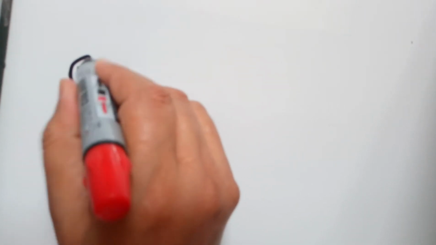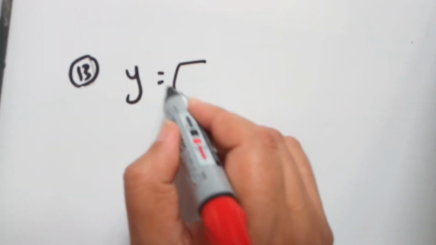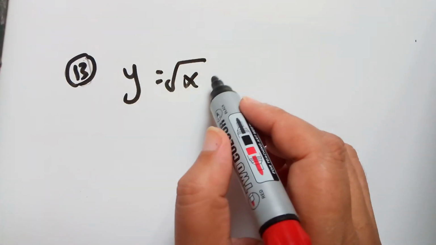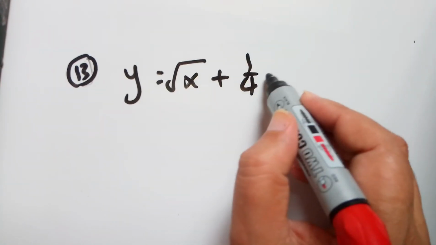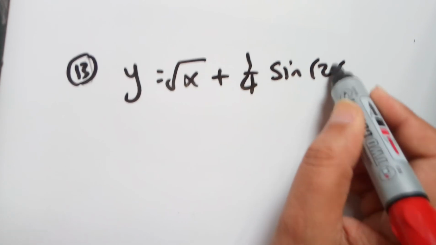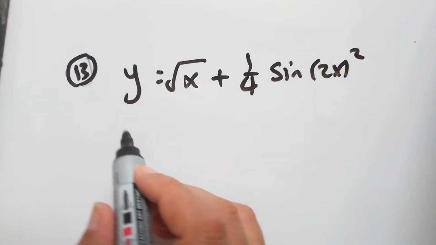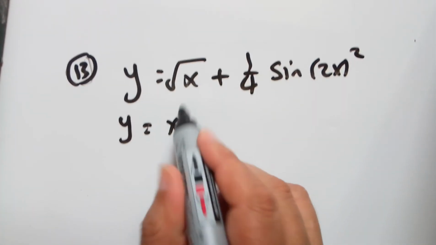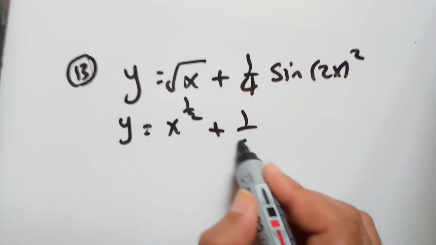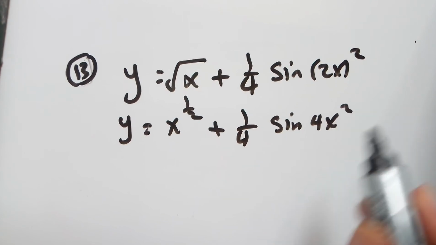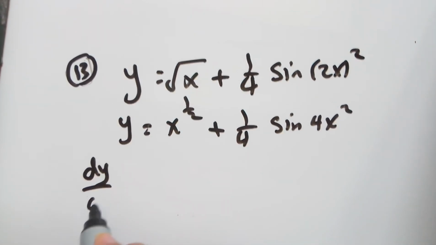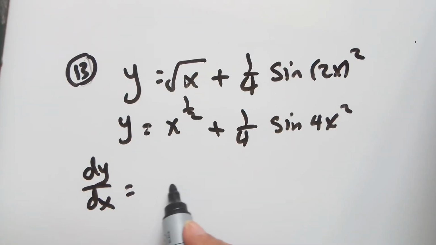Number 13. y is equal to radical x plus 1 over 4 sine 2x all square. This means y is equal to x to the power half plus 1 over 4 sine 4x squared. Now you can find dy/dx, the derivative for this function.